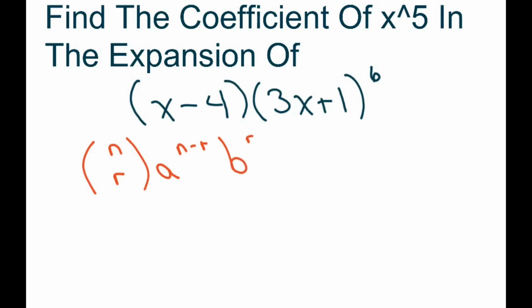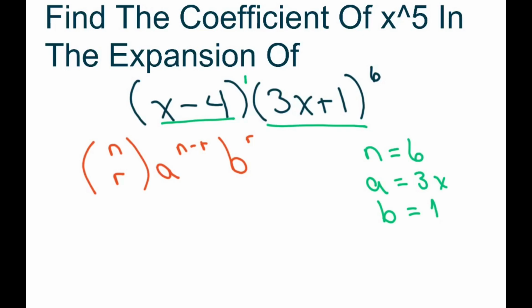In this case, we're only going to do it for this part, because this is to the first power, and we're going to take this and distribute. So basically, in our case, n is going to be 6, my a is 3x, and my b equals 1.